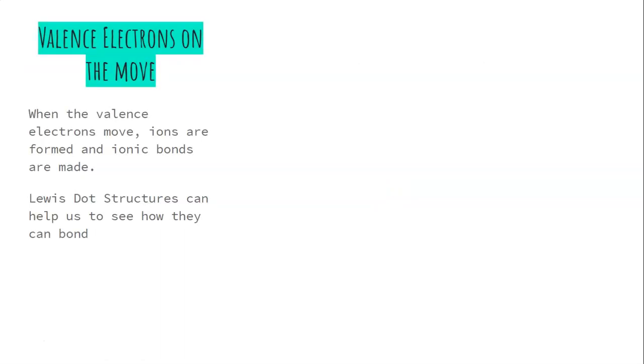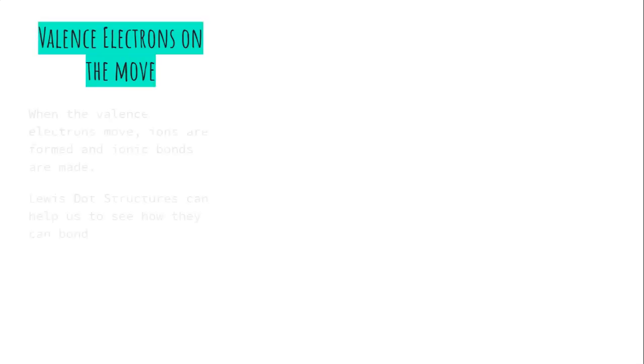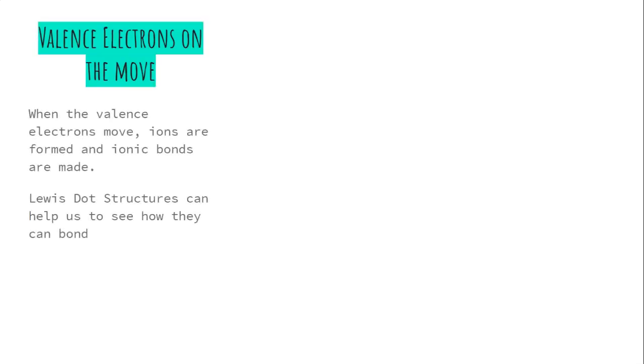So, valence electrons on the move. When valence electrons move, ions are formed and ionic bonds are made, and our Lewis dot structures can help us see how they bond. So I have sodium, which has 1 electron, and I have chlorine, which has 7 electrons. My sodium is going to give up an electron, and it's going to move to chlorine. Okay, and now my sodium is positive, and he's attracted to my chlorine, who's negative, and that's kind of how my structure would look if I was doing a Lewis dot structure.